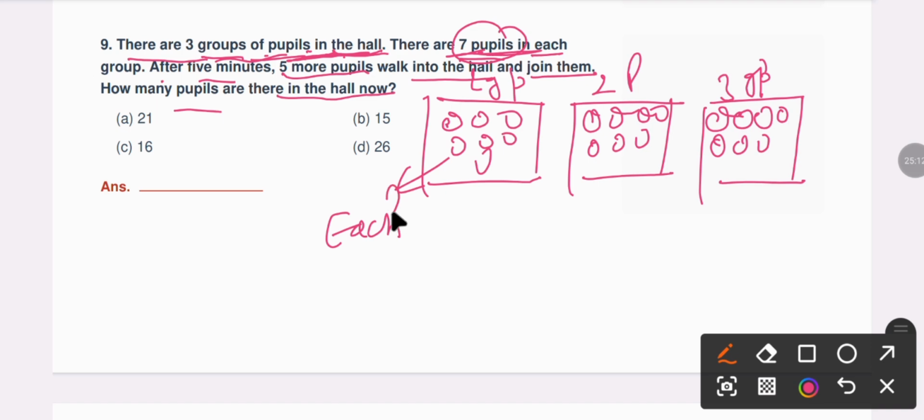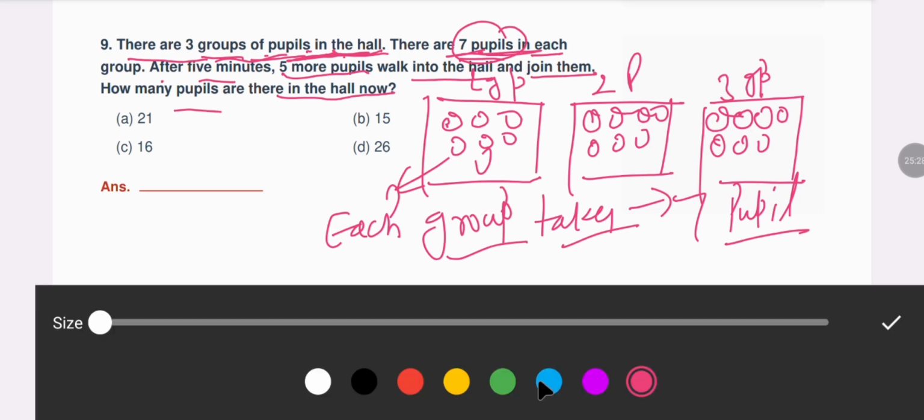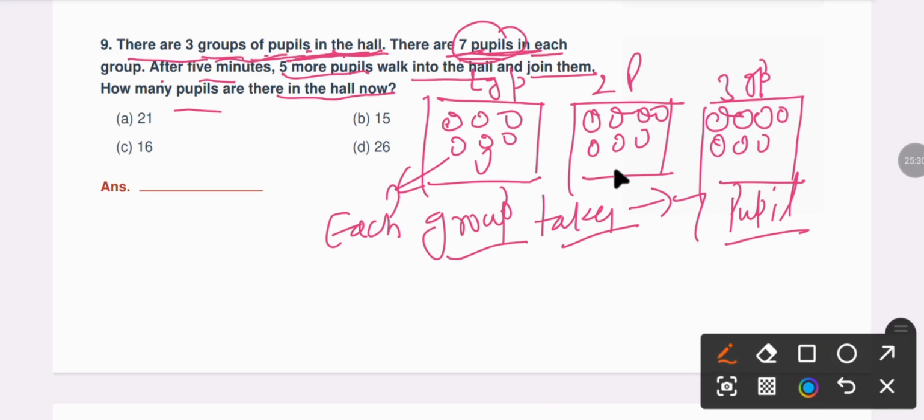Each group takes 7 pupils. Let me solve this first. How many groups? 1, 2, 3, so 3 groups, and each group carries 7. So 7 multiplied by 3 is equal to 21. Go through to the next.